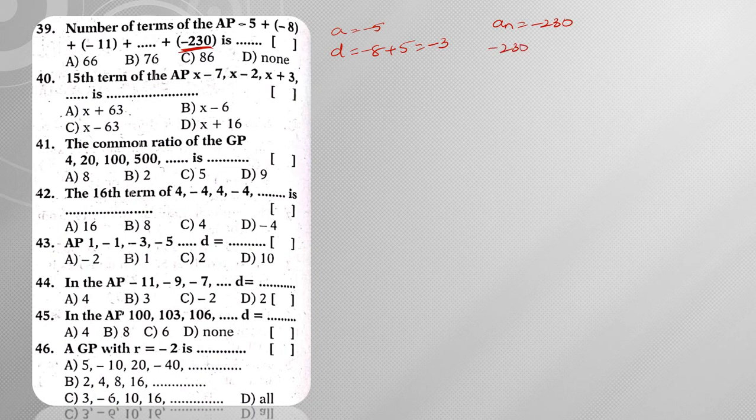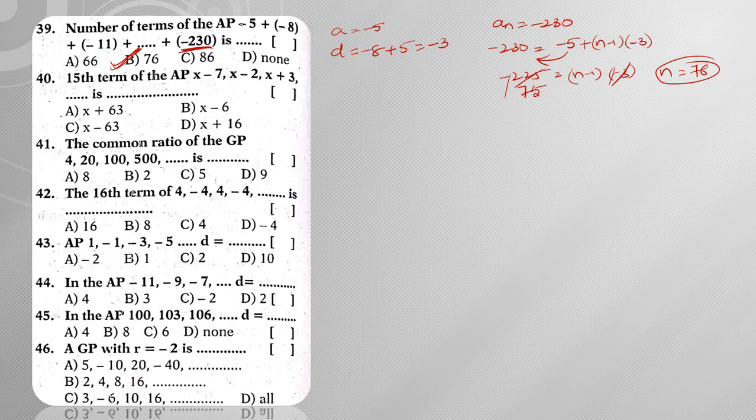So minus 230 is equal to A, which is minus 5, plus n minus 1 into D, which is minus 3. When you transpose this minus 5, it becomes plus 5. This gives me minus 225 is equal to n minus 1 into minus 3. So minus minus I can cancel out. In 3 table, 3 7s are 21, 3 5s are 15. Now n minus 1 is equal to 75. Clearly n is equal to 76. Hence there are 76 terms in this particular arithmetic progression.